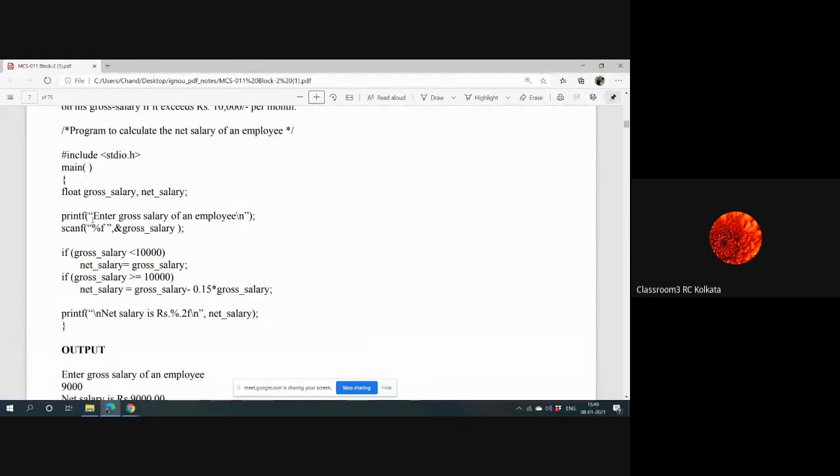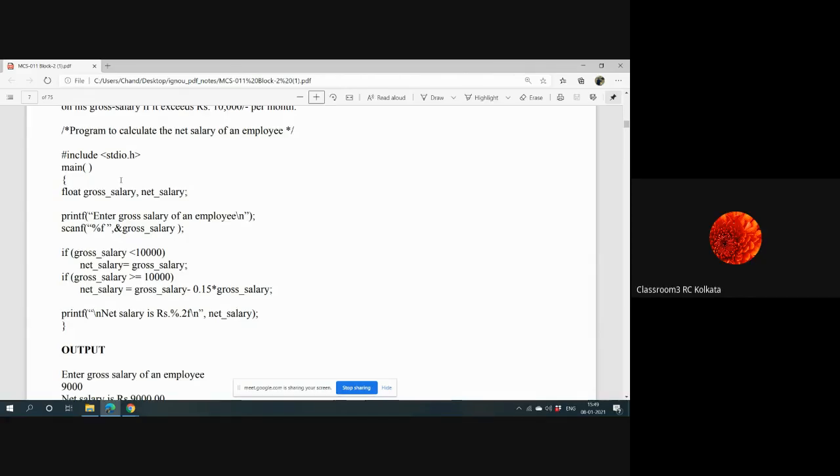This is the first program. It will print the message that we have to print. Whatever is given in double quotes, that it will print. Understood? So what is the meaning of scanf? The user has to enter what is given in the scanf.